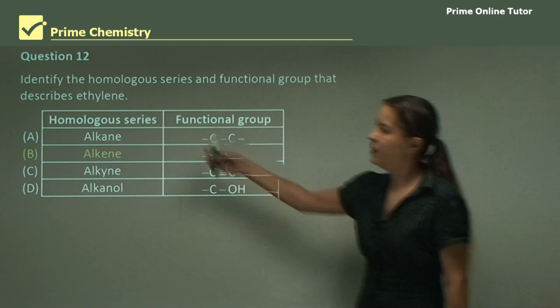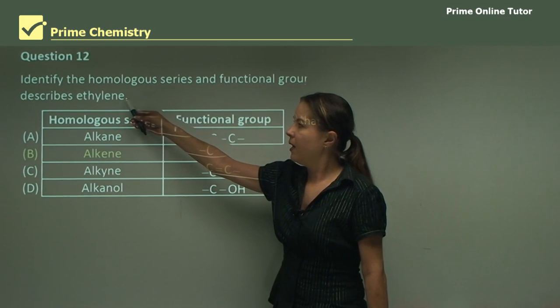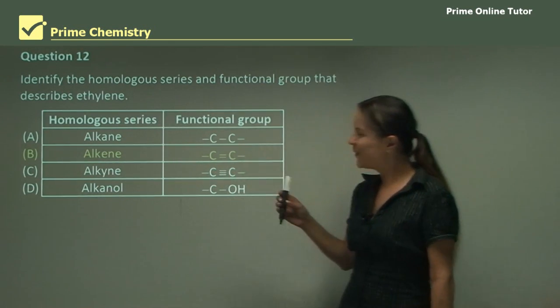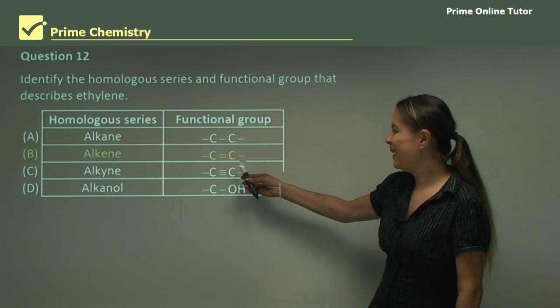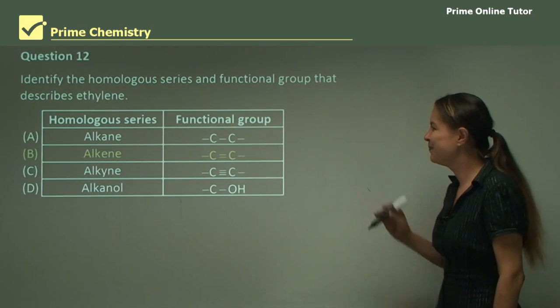Similarly, if it were to ask for an ethyne group, it would be a triple bond.